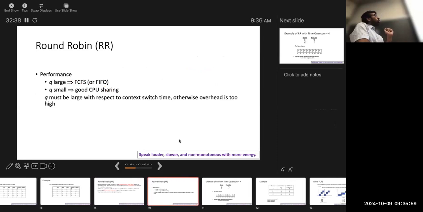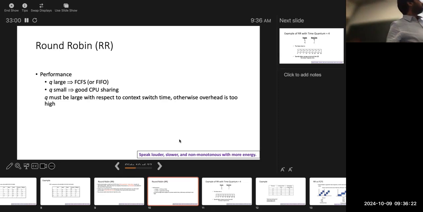So what about the performance of round robin? Actually, the question is how the performance of the round robin algorithm is affected by the value of q, the quantum. If the quantum is extremely large, let's say it is infinite, then what will happen? This algorithm will behave the same as FCFS.